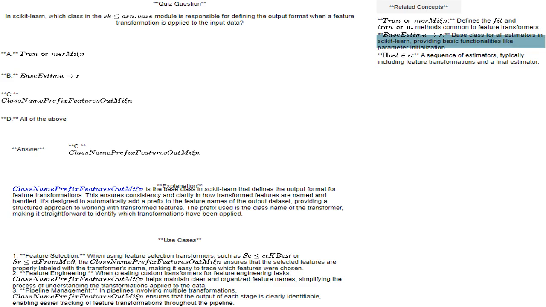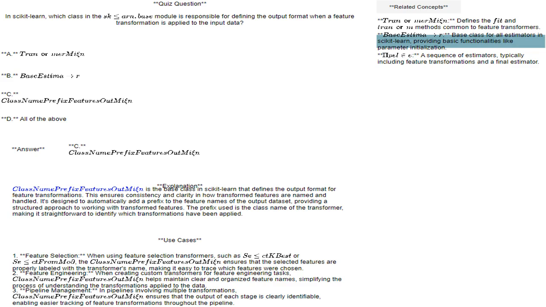C. Class name prefix features out mixin, a base class in scikit-learn responsible for defining the output format of feature transformations. It adds a prefix to the feature names using the transformer's class name, ensuring clear and structured output. Feature selection ensures selected features are properly labeled with the transformer's name. Feature engineering helps maintain clear and organized feature names during custom transformations. Pipeline management enables easier tracking of feature transformations throughout pipelines.